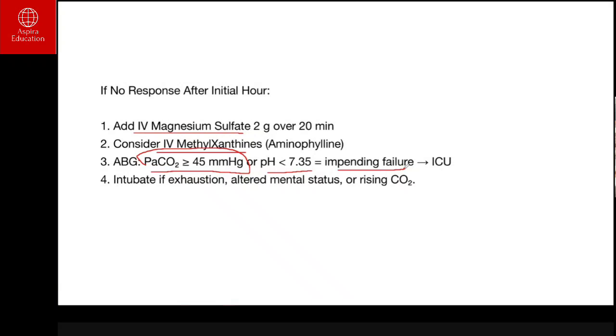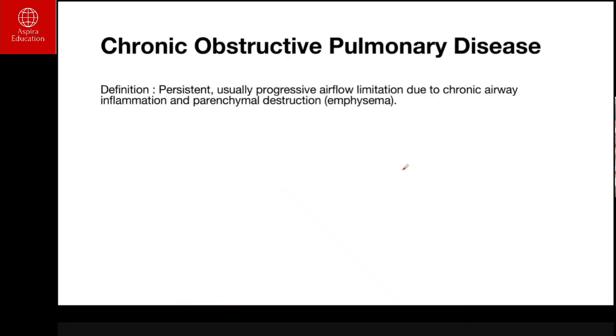Intubation needs to be done if there is exhaustion, altered mental status, or rise in CO2 despite optimum management. Coming to the next airway disease, chronic obstructive pulmonary disease, where in asthma it was variable and intermittent, but here it is persistent. That's why I have added only keywords: persistent and progressive.